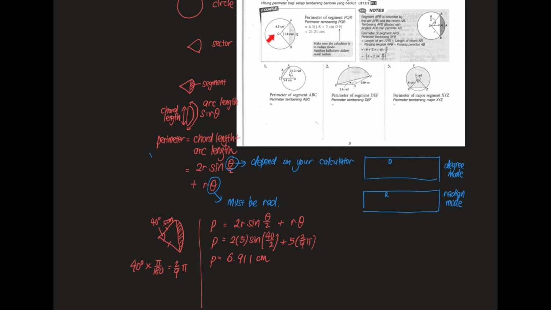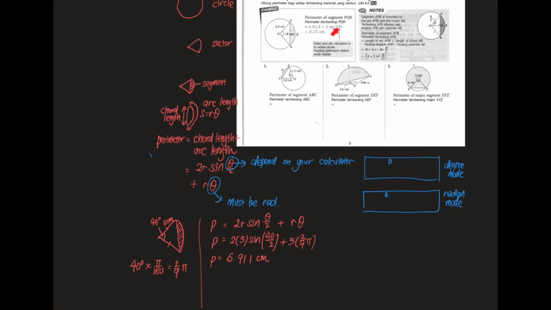Now let's see another example given here. They give us radius 6.3 cm. They give us the angle in radian, 1.8. You can see what they use here. They are using this formula. After factorizing the r, they are using r times 1.8 plus 2 sine 0.9. 0.9 because they already divided by 2.